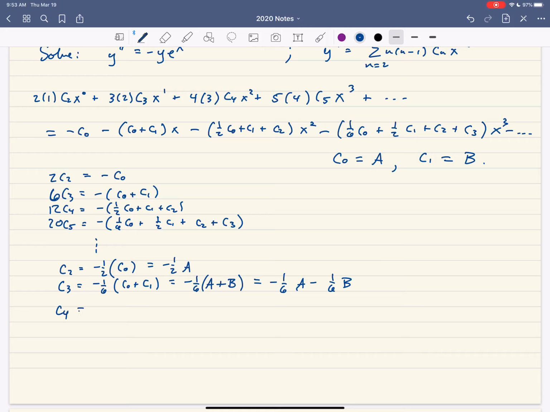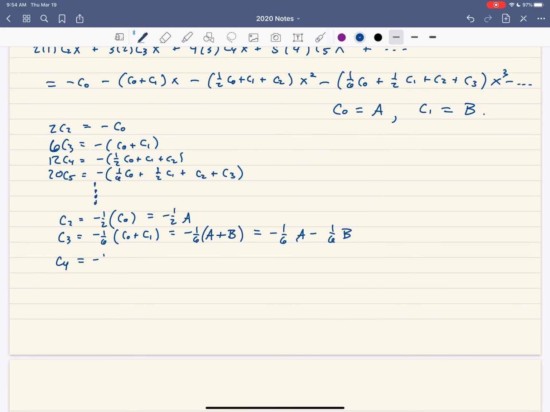And then let's just do 1 or 2 more. I guess let's just do 2 more. I've already written it out to C5. So C4 is going to become negative 1/12 times the quantity 1/2 C0 plus C1 plus C2. So that's going to be negative 1/24 times C0 minus 1/12 C1 minus 1/12 C2. And that's going to be negative 1/24A minus 1/12 B minus 1/12 C2, which we said was negative 1/2 A.